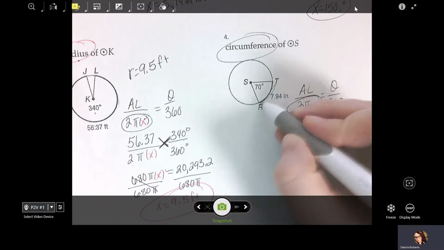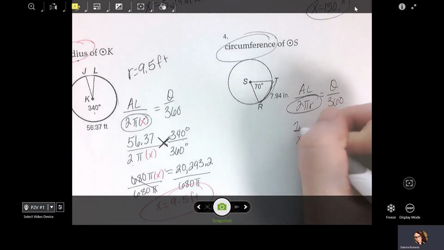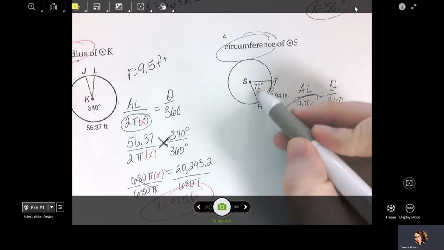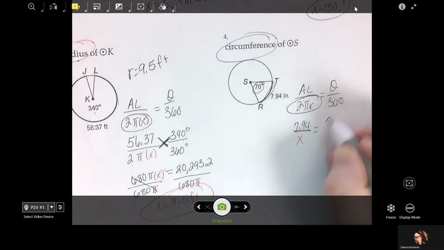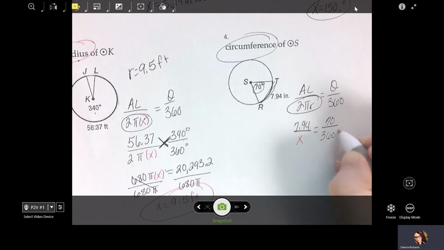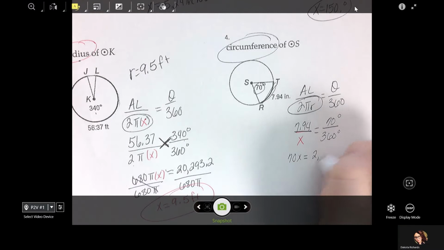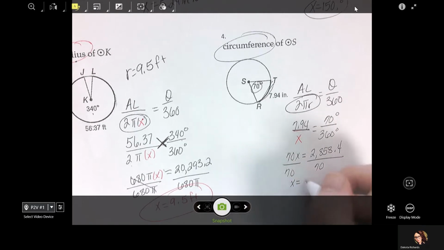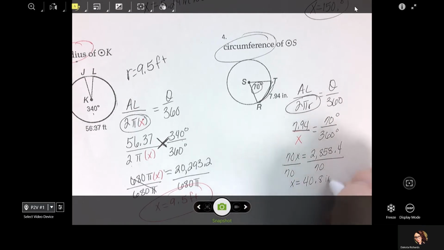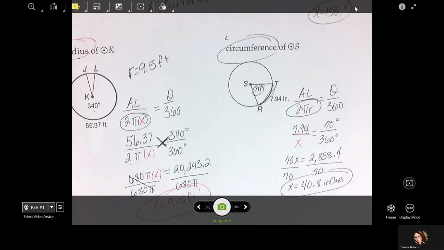So what is the arc length? 7.94. What is our arc measure? 70. And that's over 360. Now just cross multiply. What's 7.94 times 360? Okay. Now divide by 70. You should get 40.8 inches. Questions?